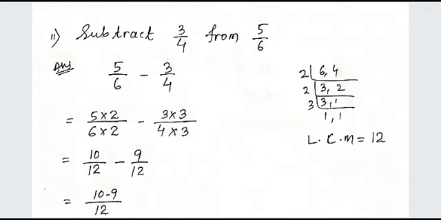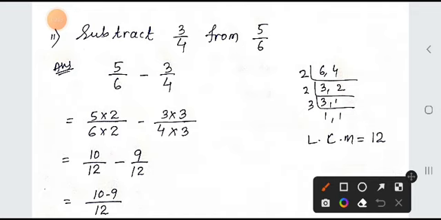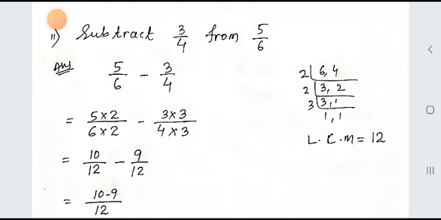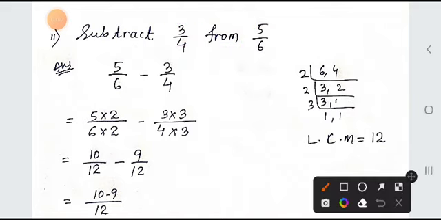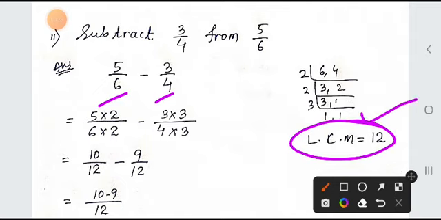Let's see another example. Subtract 3 upon 4 from 5 upon 6. Here we have to subtract 3 upon 4 from 5 upon 6. That's why 5 upon 6 will be written in the first place, then the subtraction sign, then 3 upon 4. So here you can clearly see that we have two different denominators, 6 and 4, and as we have two different denominators, we will have to take their LCM, and the LCM here is 12.